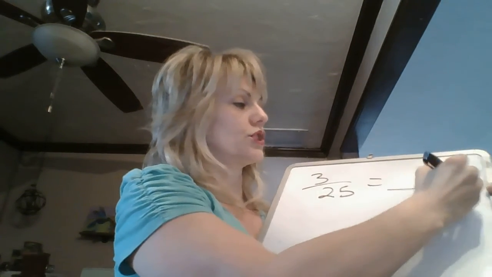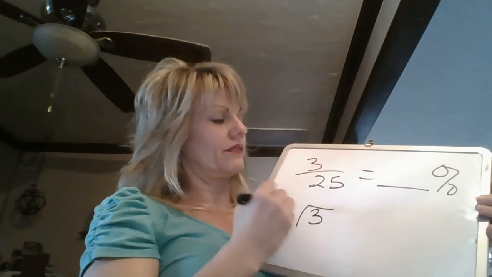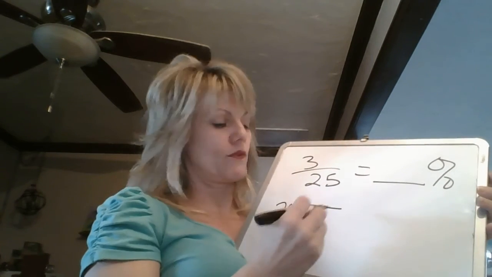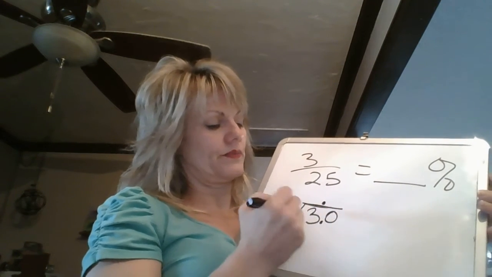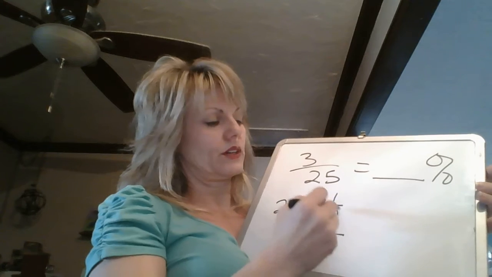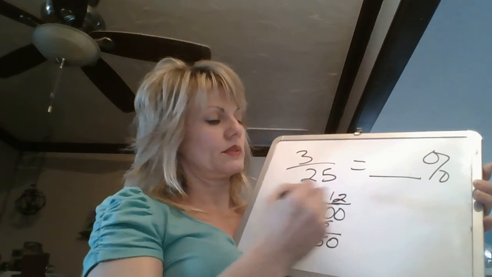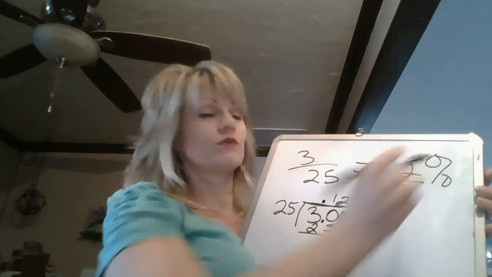Okay. Number 7, 3 over 25 equals what percentage? So we're going to take the numerator, 3, and divide it by the denominator to get our decimal form. So 25 does not go into 3. We have to add the decimal and a 0. That'll go one time. And then we have 5 left over. We have a 0 and a 0. 25 goes into 50 2 times. So it's 0.12, and that converted into percentage is 12%.